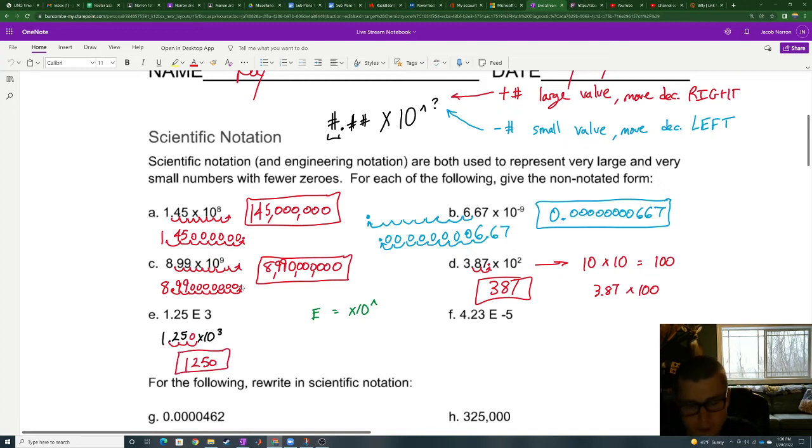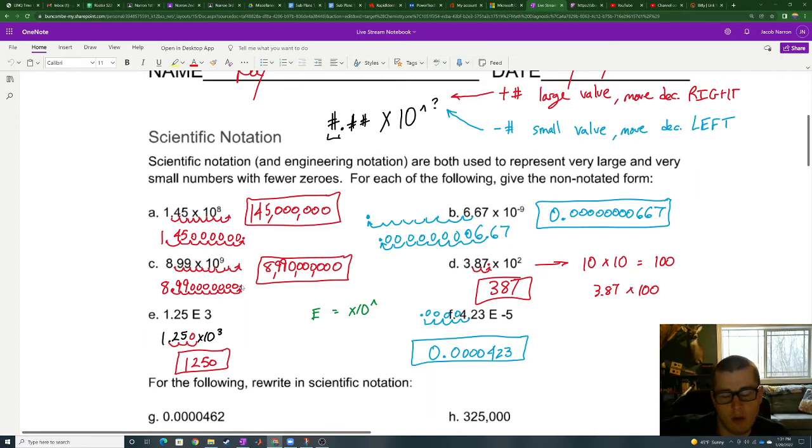Let's look over here at F. F has a negative 5, right? It's E negative 5. This is going to be a very small value. So I'll move the decimal to the left. 1, 2, 3, 4, 5. So that means I'm adding 1, 2, 3, 4 zeros. Okay, so in reality, this one is 0.0000 and then the digits. So you still do these the same way. All right, engineering is just another way of doing the same thing.